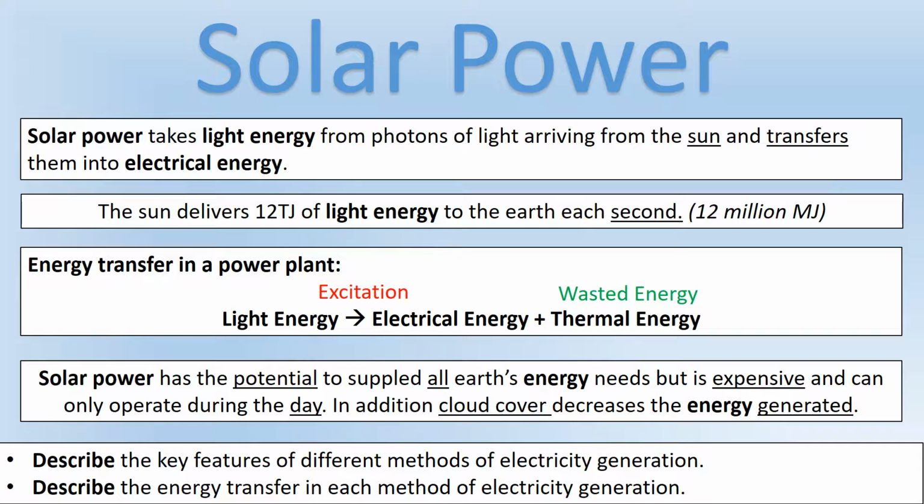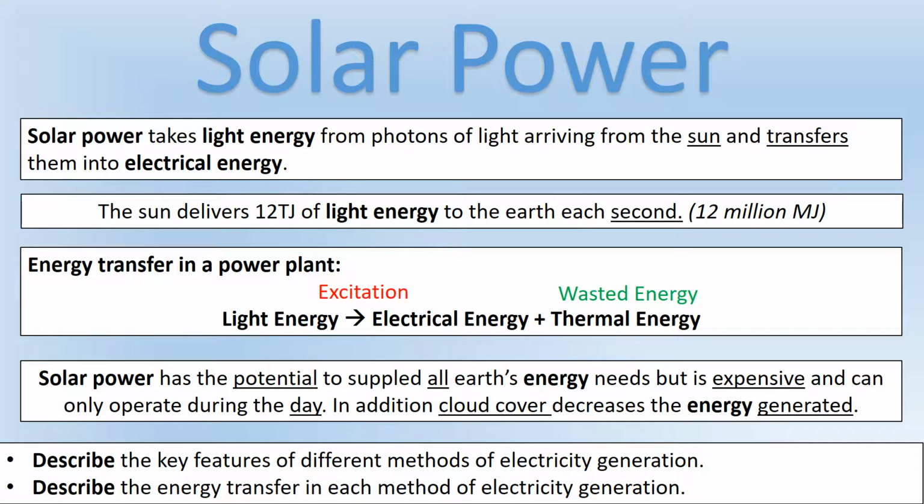So the process to turn light energy into electrical energy is called excitation. I'm not going to go into any more detail than that. It's something you study more at A-level. But we still get, as per usual, wasted thermal energy. So from the amount of energy we've seen there, we have the potential to supply the whole of Earth's energy needs with solar power easily.